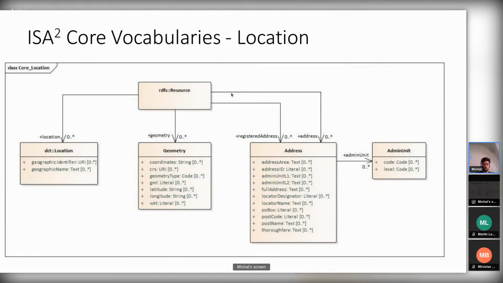In this UML model for the core location, we can see we have a location with an identifier and name. It has some geometry. It can be interconnected to an address, which belongs to some administrative unit. So this is a basic model which is valid, I dare say, for the whole European Union, so it's possible to use it. The funny thing is that it's not so widely used. I'm not really sure why.